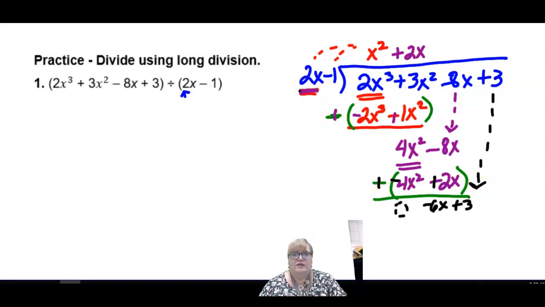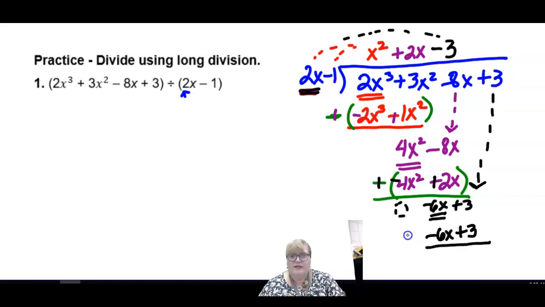Now 2x, one more time, to become exactly negative 6x would need to multiply by a negative 3. And then I'm distributing that all the way over here. So negative 3 times 2x is negative 6x. Negative 3 times negative 1 is plus 3.